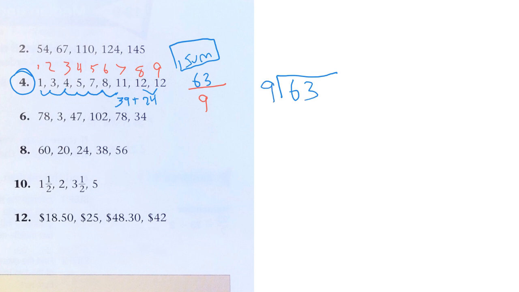And yes, you can always make a division box. The number on top goes in the shop. It takes 7 nines to get to 63 with nothing left over. So the mean average for data set 4 is 7. So between these 9 numbers, the thing that is most average is 7 for the mean average. Should we try one more?